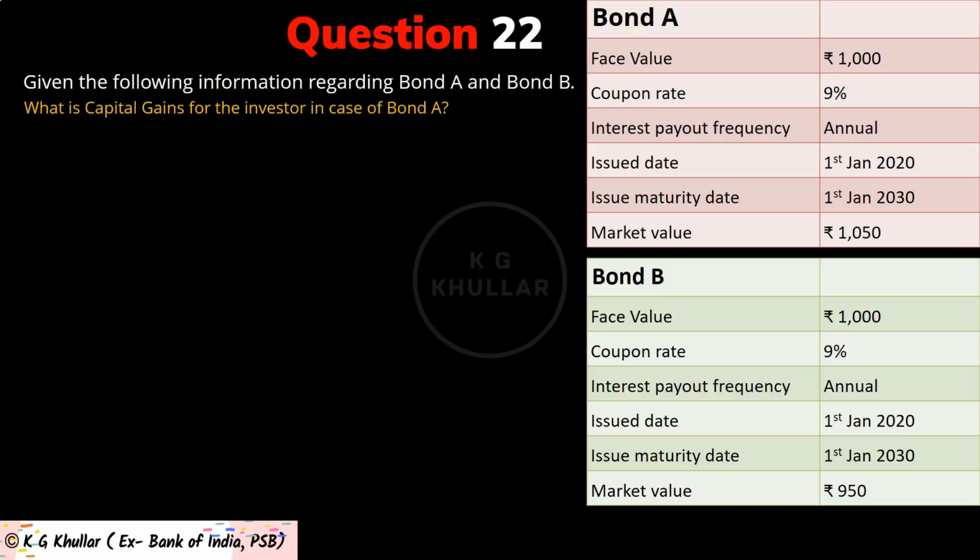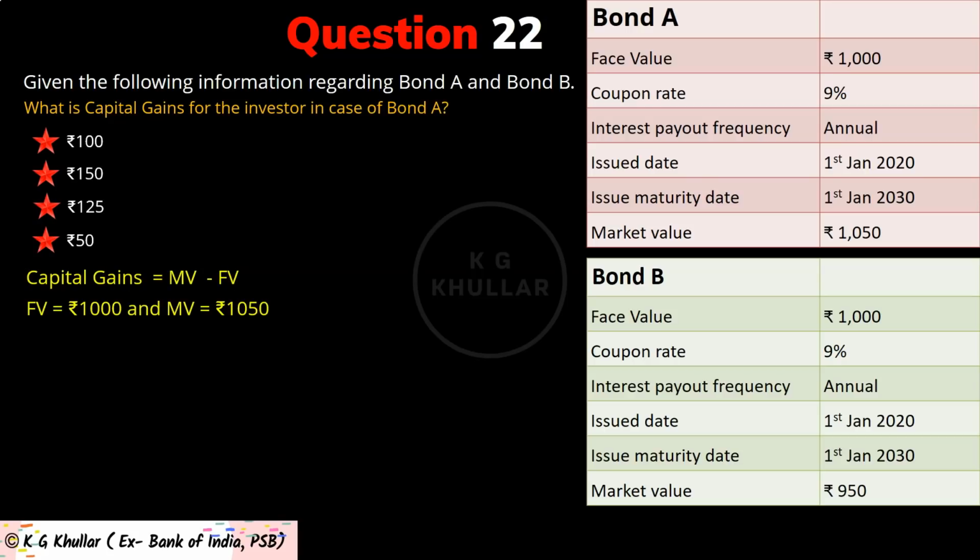Next question is, what is capital gains for the investor in case of bond A? And these options are given to you. Friends, capital gain is simply market value minus face value. So in case of bond A, face value equals 1000 and market value equals 1050. So capital gain will be simply 1050 minus 1000 equals 50. So the correct option for the given question is option D.